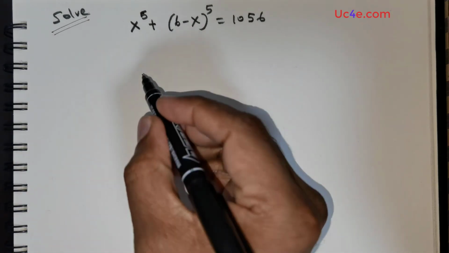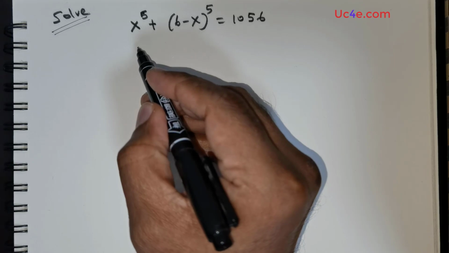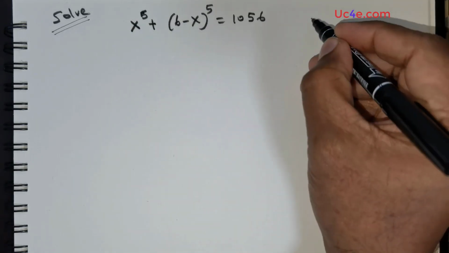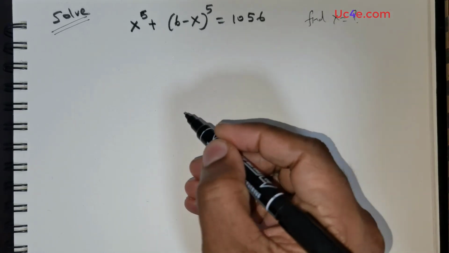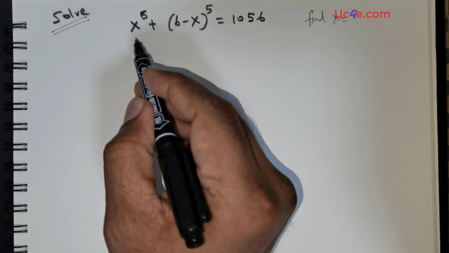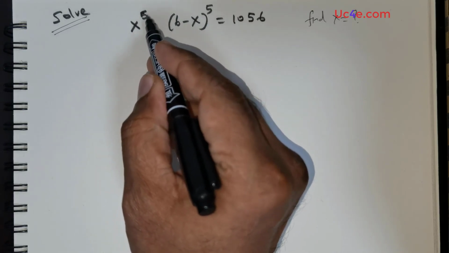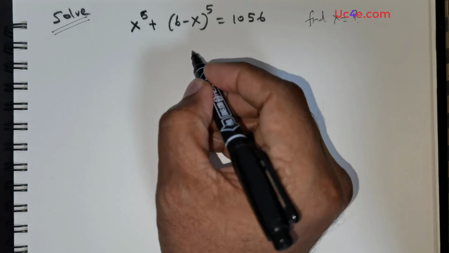Welcome everybody. In today's lesson we have an interesting question. We are expected to solve and find the value of x. Now this is a quintic equation. The degree of x is 5, and because of that this might give us some challenge.